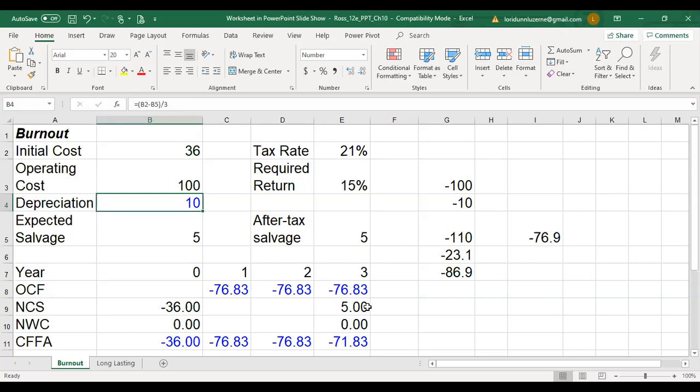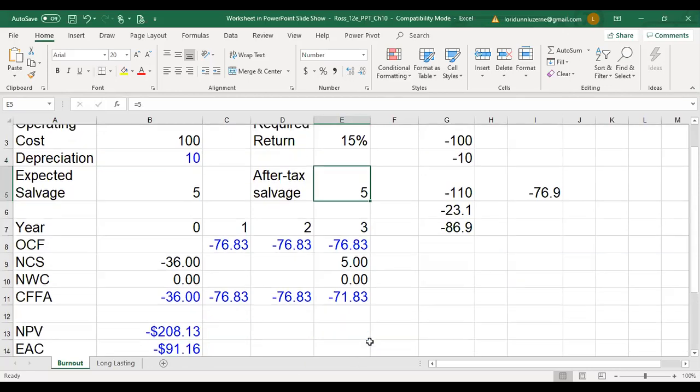And at the end of year 3, there's $5 they're going to get back. Now, the expected salvage value, and they also calculated the after-tax salvage value to be $5. Okay, so that's given to us. So the operating cash flow going out year 0 is 36, year 1, 76.83, 2, and 3.